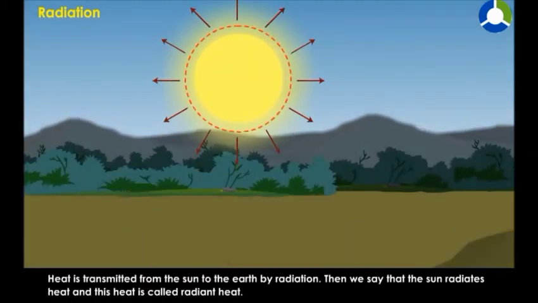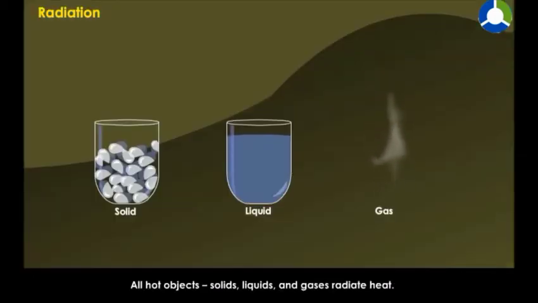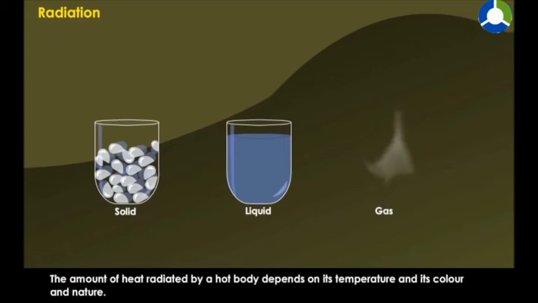Heat is transmitted from the sun to the earth by radiation. When we say that the sun radiates heat, this heat is called radiant heat. All hot objects, solid, liquid, and gases, radiate heat. The amount of heat radiated by a hot body depends on its temperature and its color and nature.